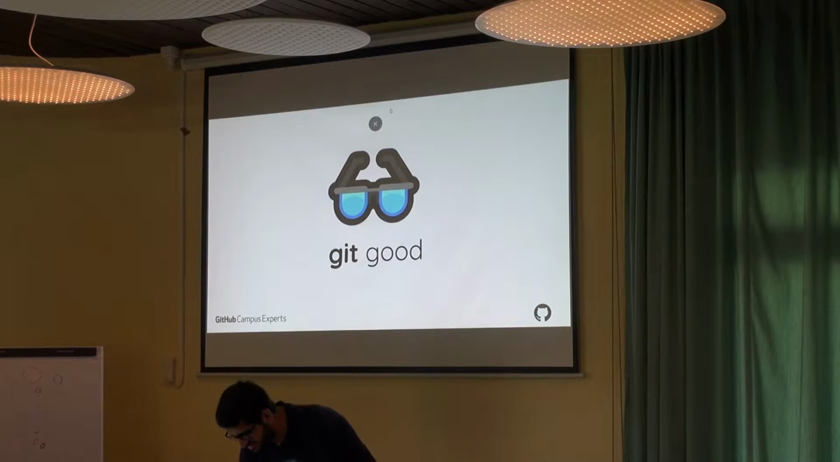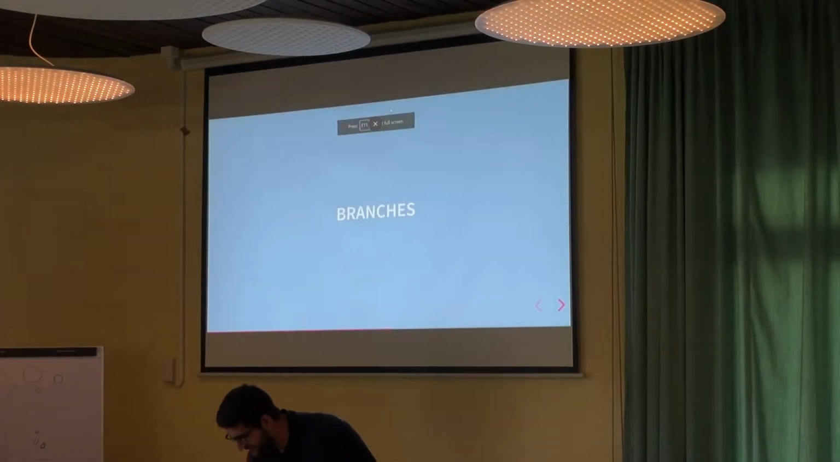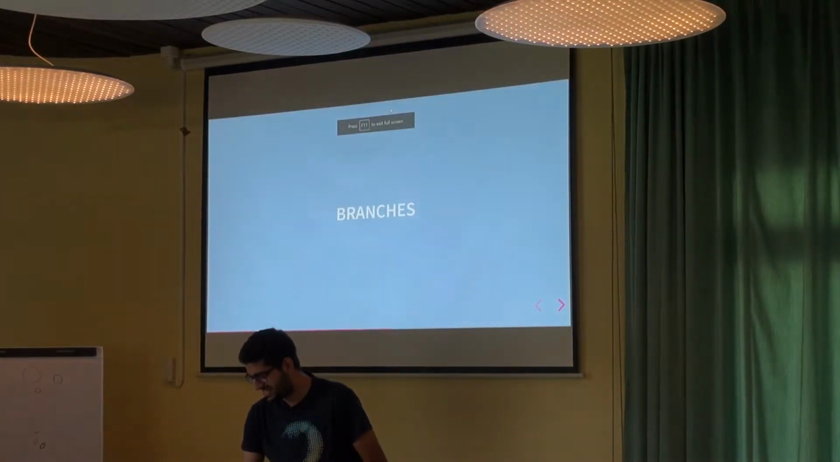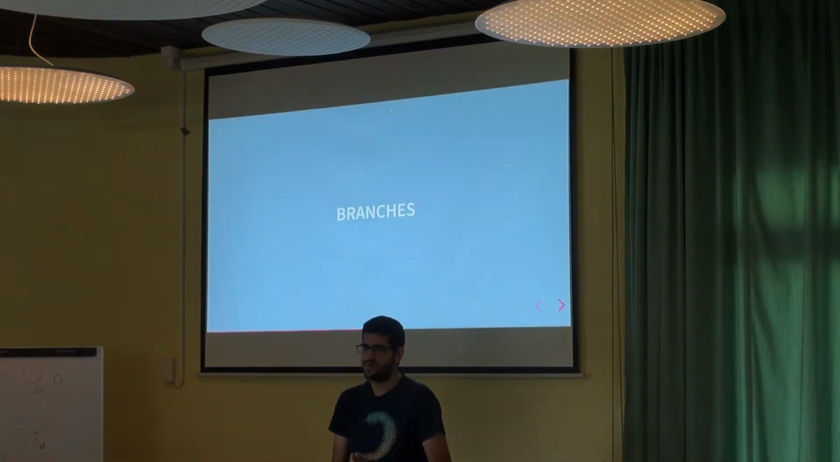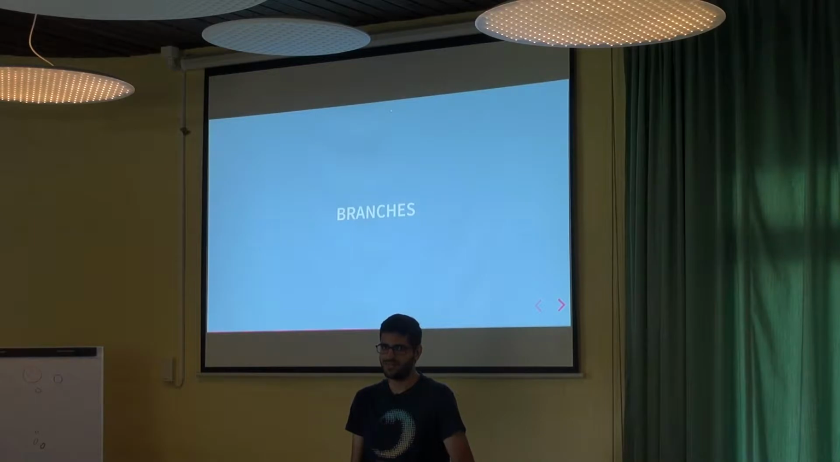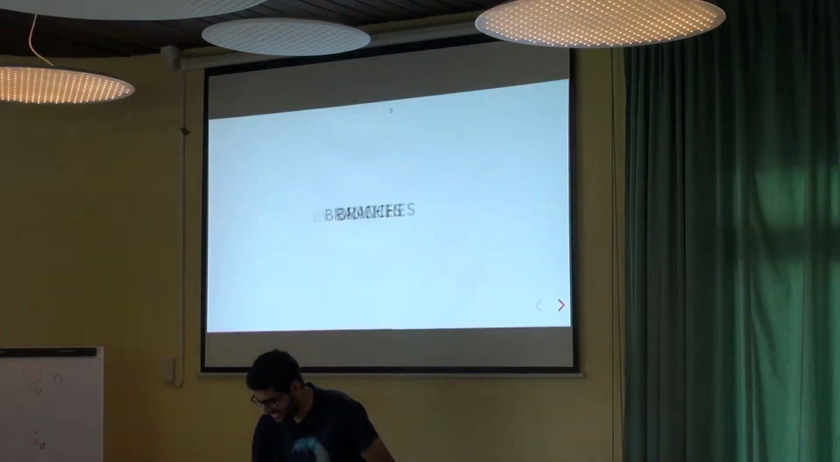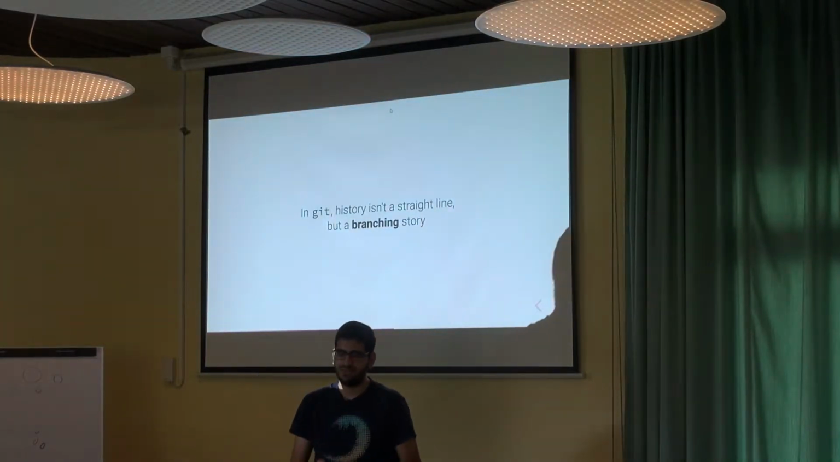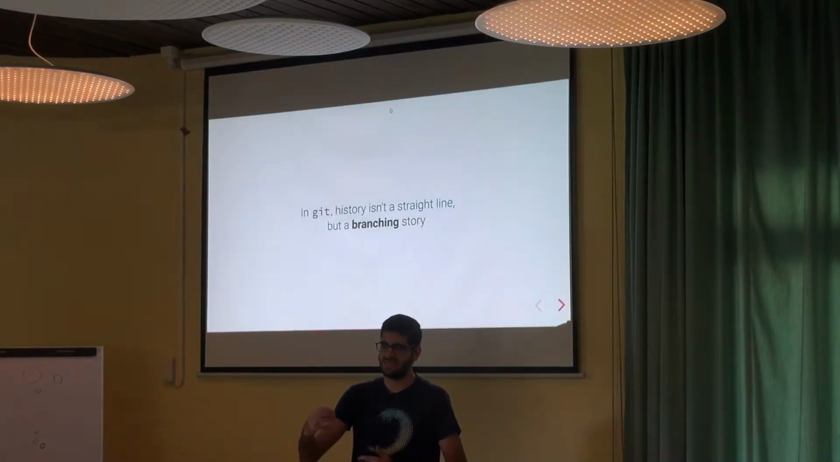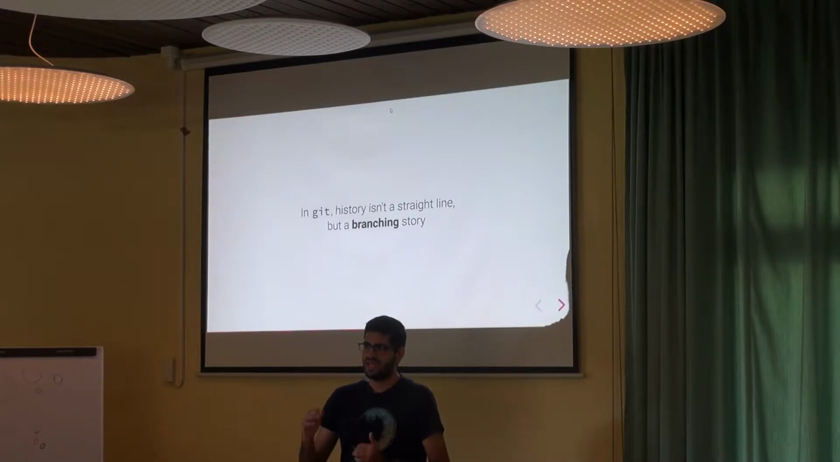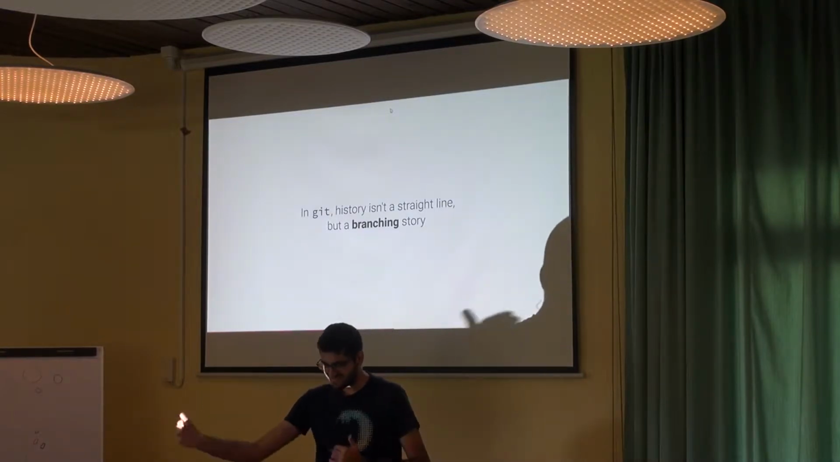On to the first part, which is Git good. In this, I'm going to be talking about branches first. The idea behind branches is that you can work on different versions of the same code at the same time. Essentially, when you're developing a project, you're not necessarily going in a linear fashion where you make some small additions and every time a new addition is made, it's in a straight line.